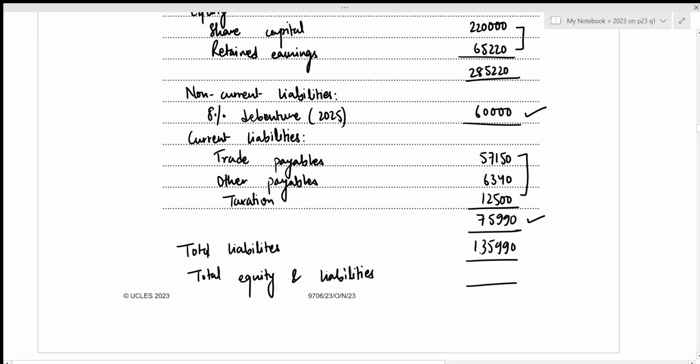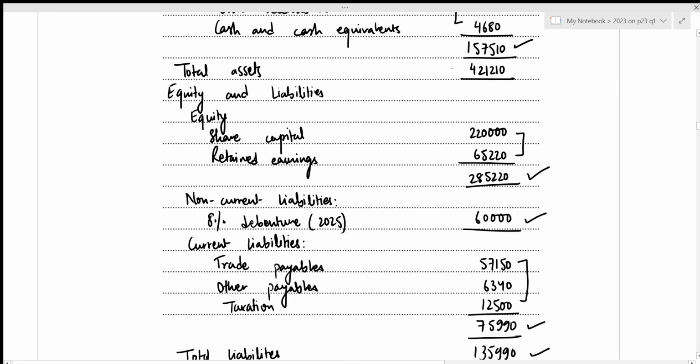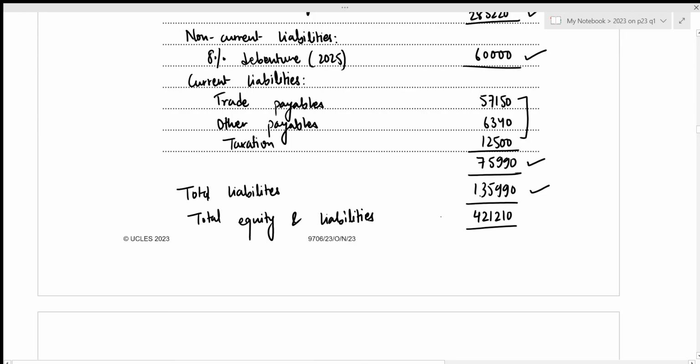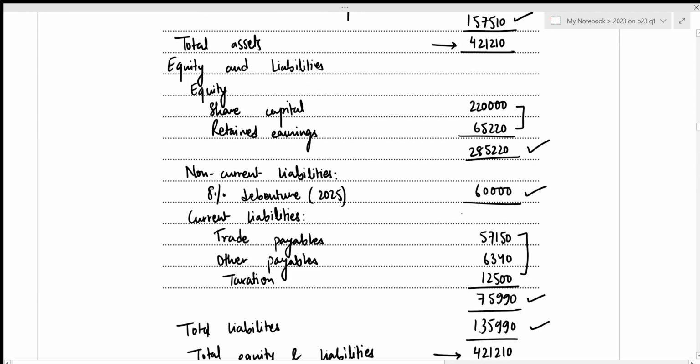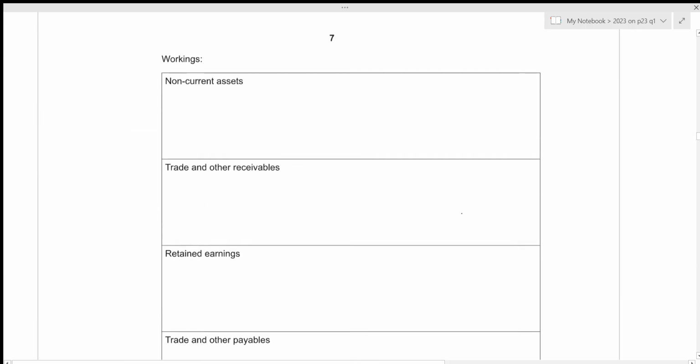Then we also need to calculate the total equity and liabilities. This will be the sum of total equity and total liabilities, which in this case will be 285,220 plus 135,990, which results in 421,210. And we can see that our total assets is equal to total equity and liabilities, which means that our statement of financial position is correct. This concludes the second part. Let's move towards the third one.